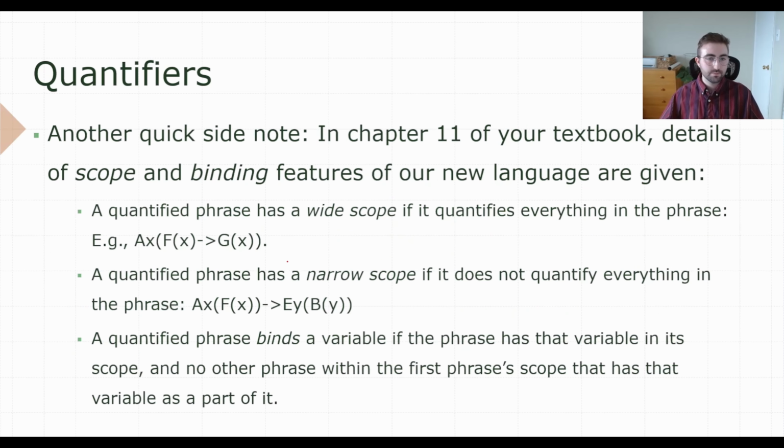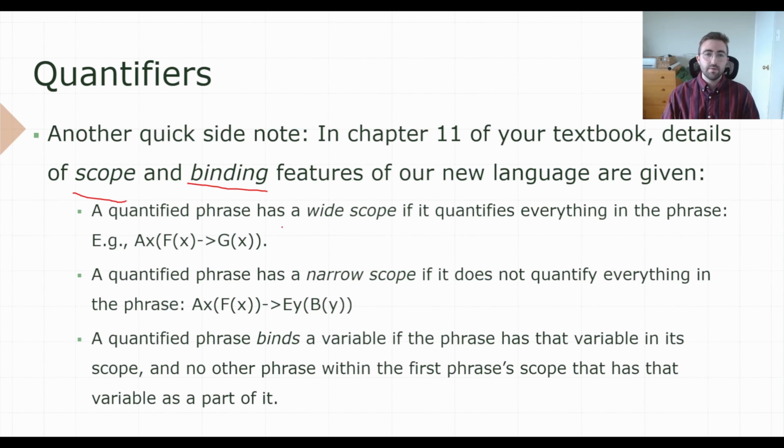Okay. All right, so another quick side note. In chapter 11 of the textbook, you're given a bunch of details about scope and binding in our new language. And really, I don't think we need to focus on those too much, which is what I'm going to say in the next slide, actually. But I'll go over them quickly, and I'll tell you after why I don't think we need to focus on them too much.